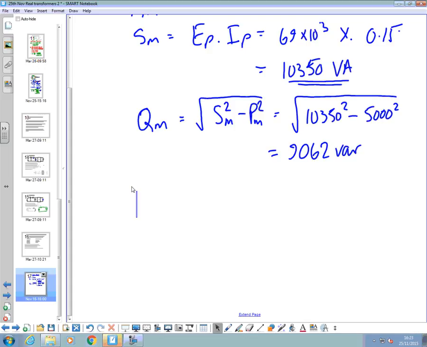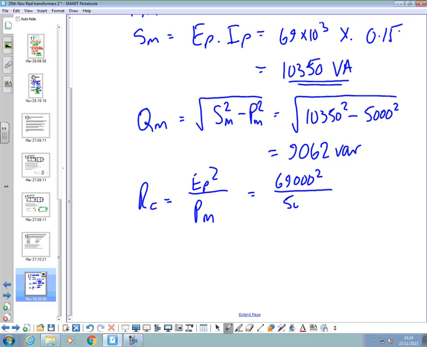Okay, and then we can get one of the values we're looking for. RC comes from EP, a measured value, squared divided by the power, 69,000 squared over 5,000. It came out at 95,220 ohms, and I just shortened that to 952 kilos. We'll get that far. Yep.